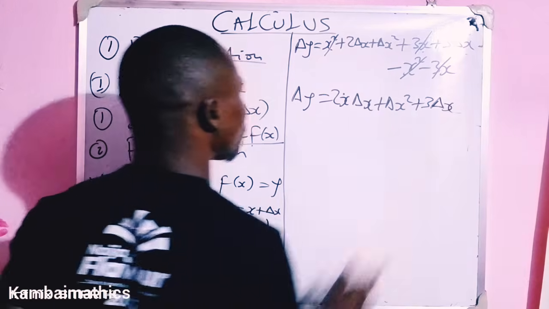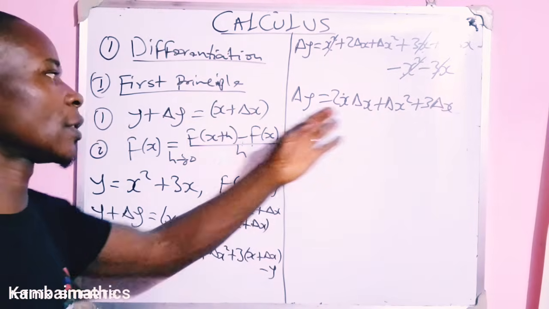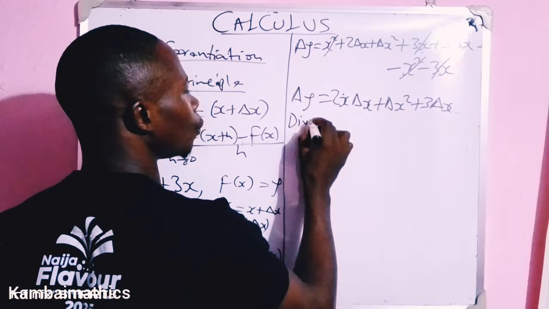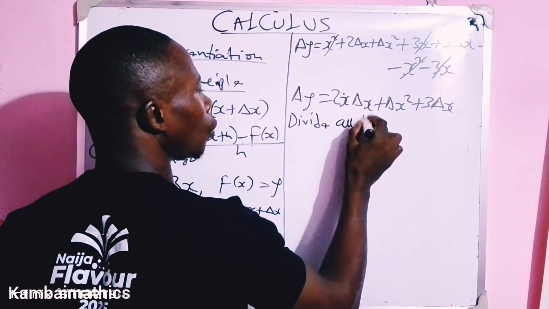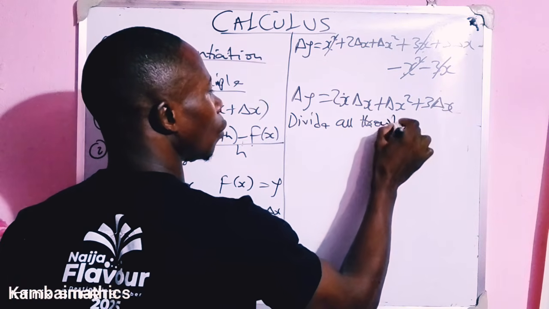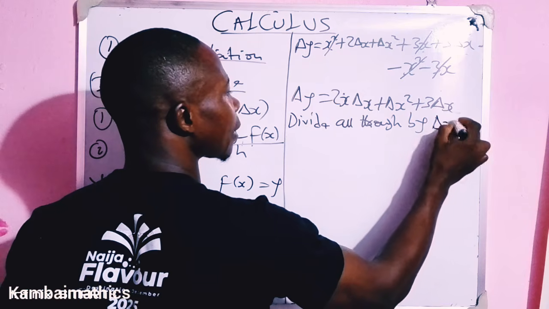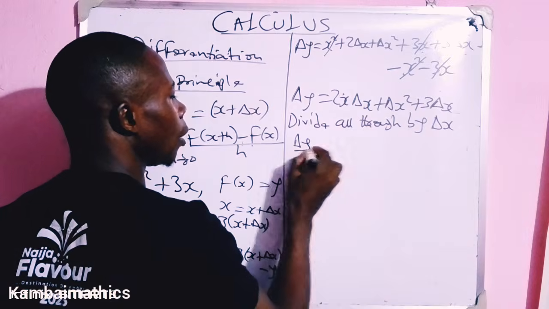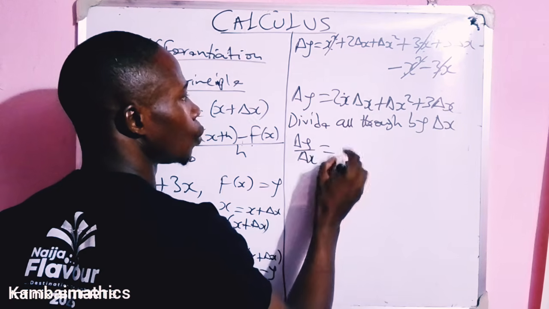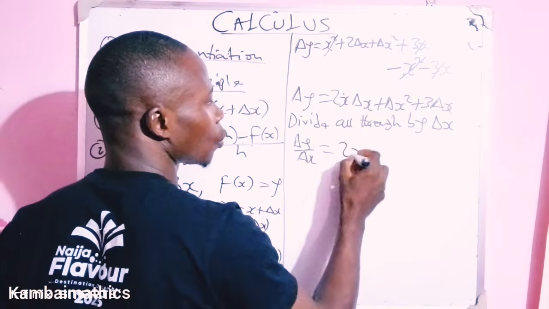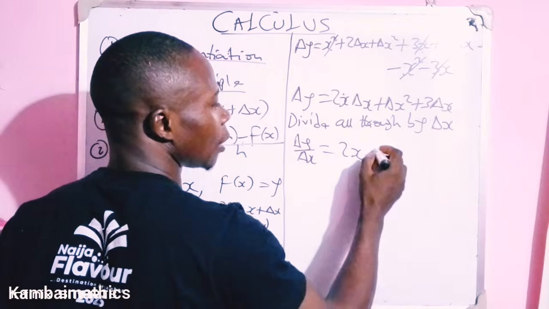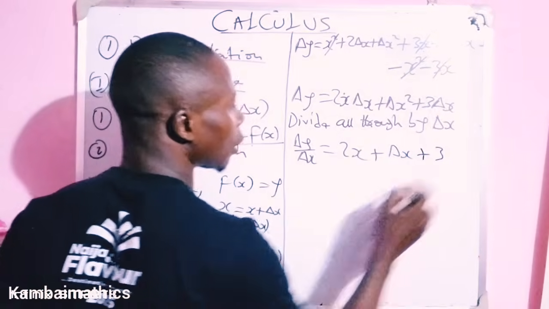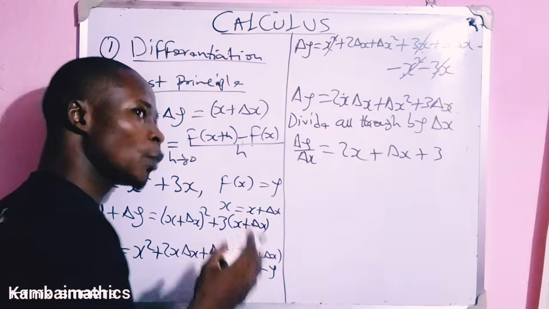In this place, when you reach this step there, what we will do here is to divide all through by del x. So when we divide all through by del x, it will be del y all over del x is equals to this divided by del x will give us 2x. This divided by del x, then definitely it will leave us with del x. This divided by del x will give us 3.